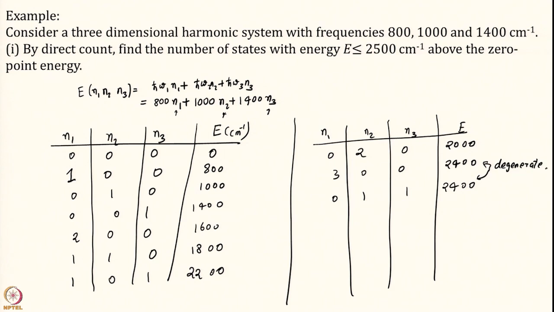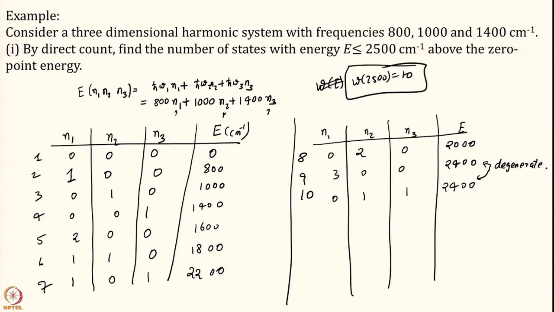So, the total number is 1, 2, 3, 4, 5, 6, 7, 8, 9, 10. W of E, or W of 2500, is equal to 10. Okay? So, this is how you calculate W quantum mechanically.